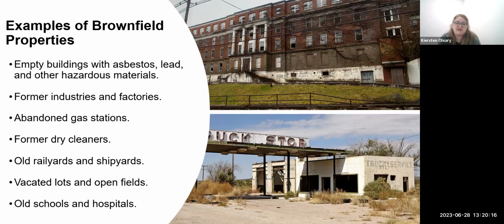So brownfield properties are anything from empty buildings that have asbestos, lead, other hazardous materials, abandoned gas stations or former dry cleaners that are especially contaminated. Those are ones that we see a lot. Any former industries or factories, old rail yards, any kind of vacated lots and open fields. So it doesn't have to be an actual structure to be considered a brownfield property. And then old schools and hospitals, we see those all the time.